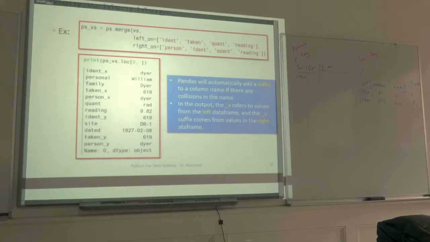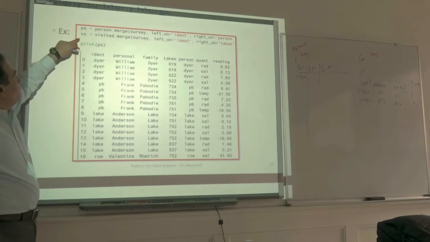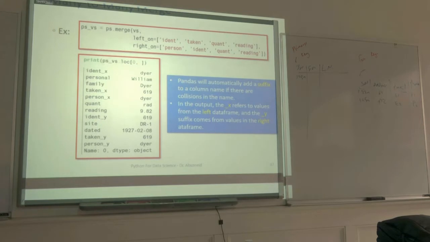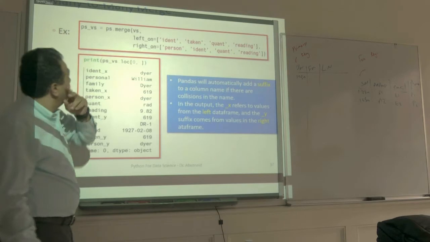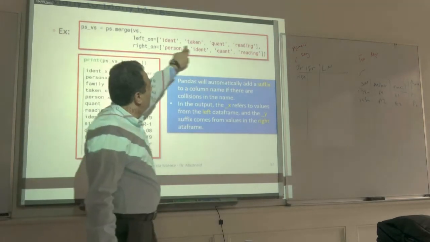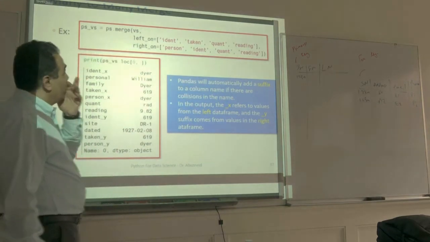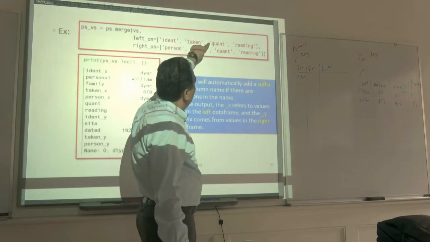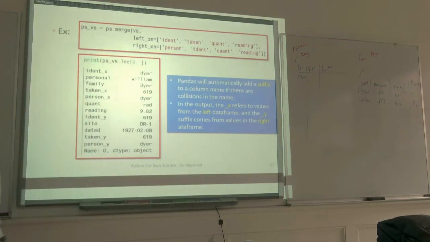And here, PS merge. The ones we created, right? We created PS and VS. We now have two data frames and we need to merge them together. So PS merged with the VS, left on many, right on many. That means ident equals person, taken equals whatever, quant equals quant, and reading equals reading, and many.